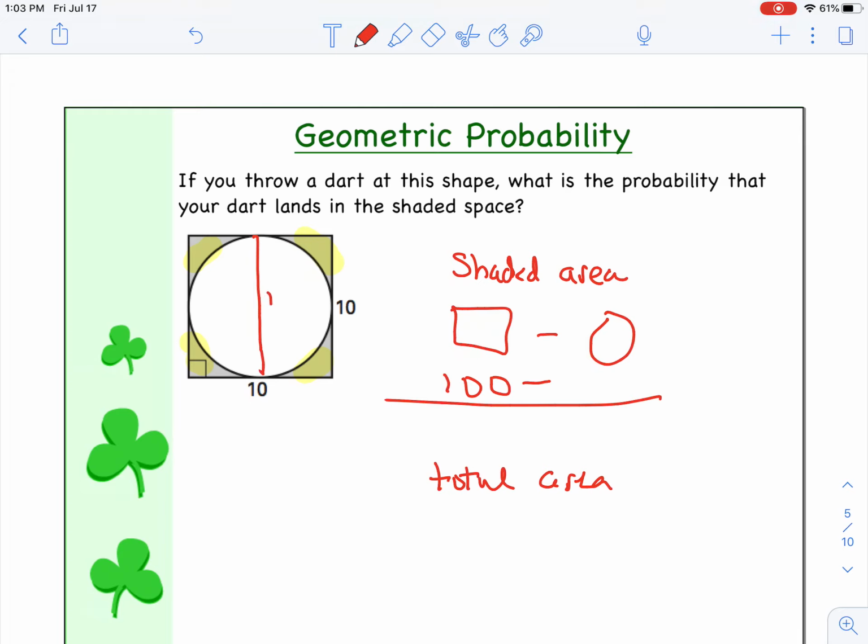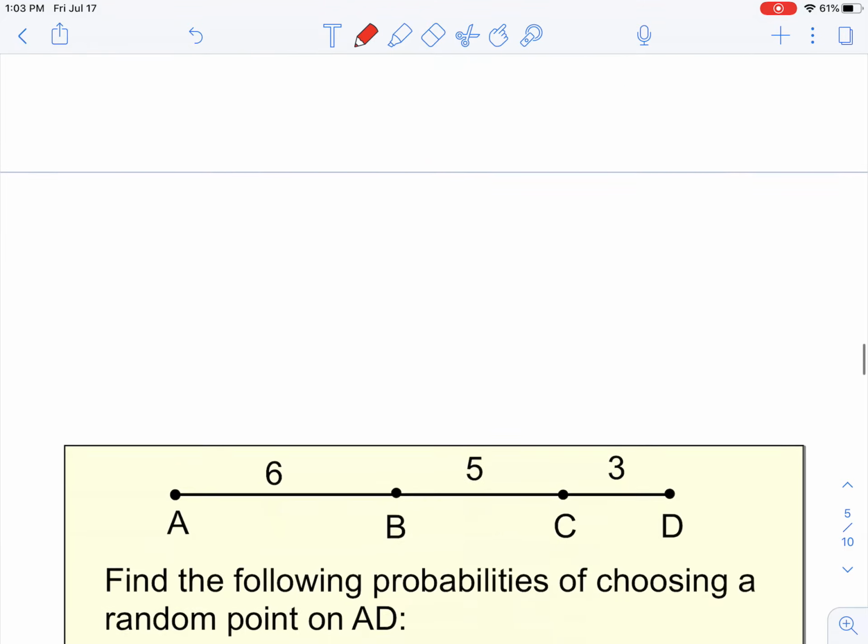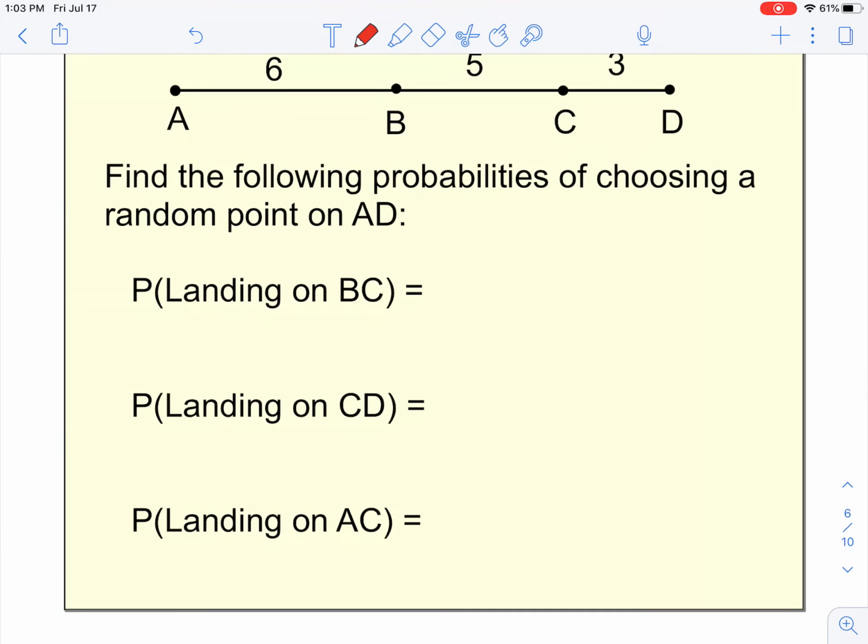So the square is 10 by 10, or 100, and the circle has a diameter going across of 10, so that means the radius is 5, so that is going to be pi times 5 squared, and then the total area is the area of the square, 100. So again, dividing that out, that gives you approximately 0.2146, which would also be like 21.45% roughly.